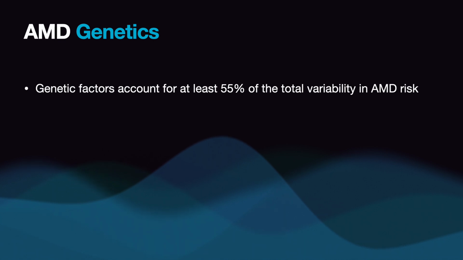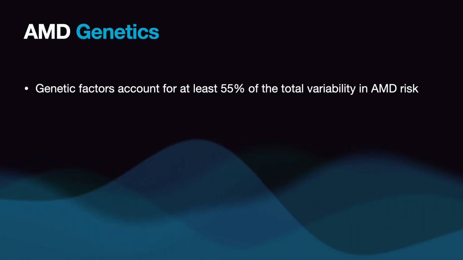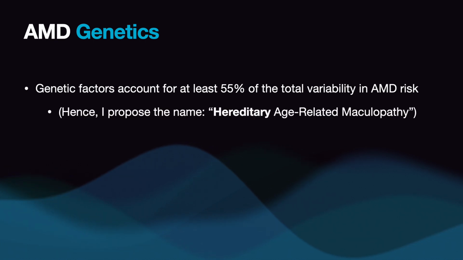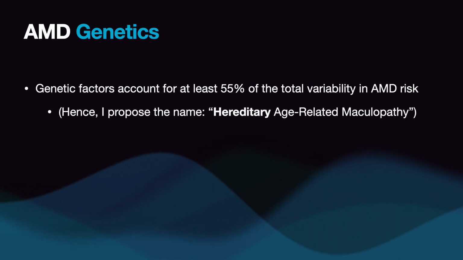All right. So AMD genetics: we think genetic factors account for at least 55% of the total variability in AMD risk. I suspect it's actually higher than that. I have proposed the name to my residents of hereditary age-related maculopathy, HARM. Hasn't really taken hold yet. I also said boomer maculopathy. Thought everybody would like that.